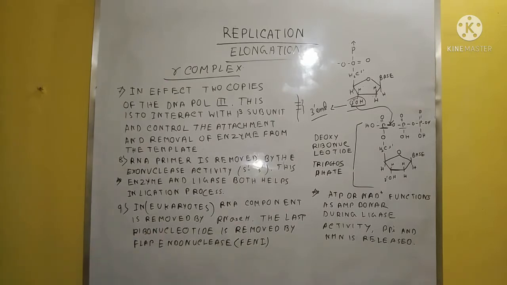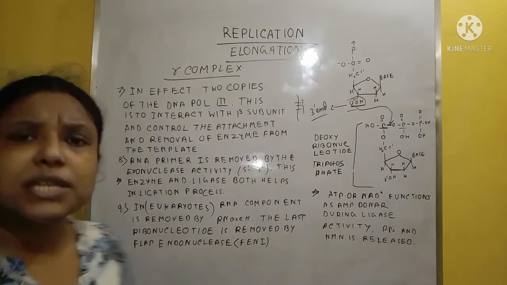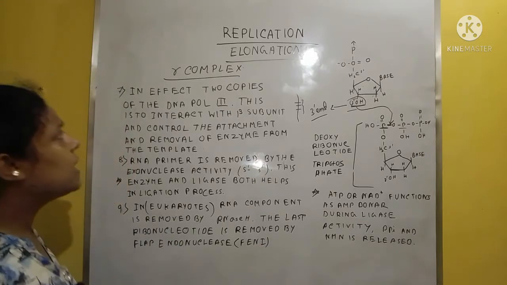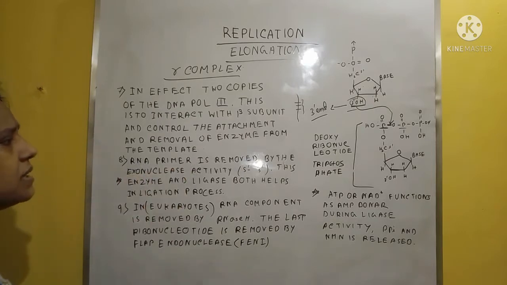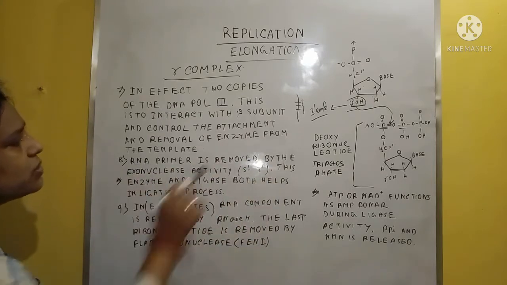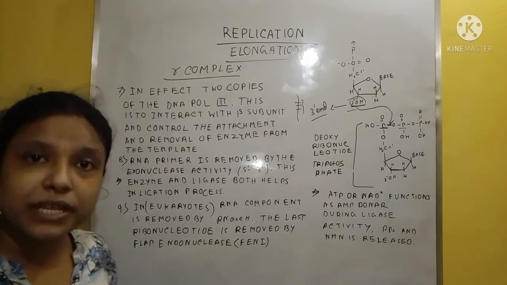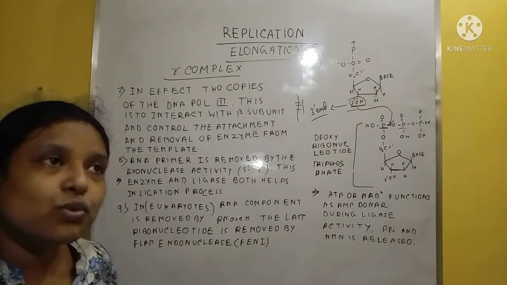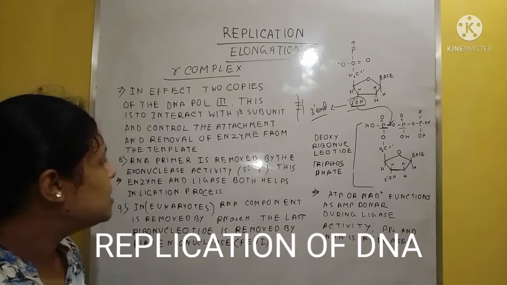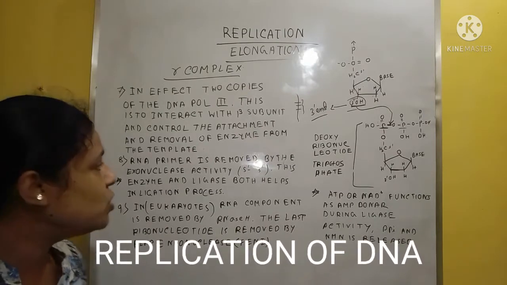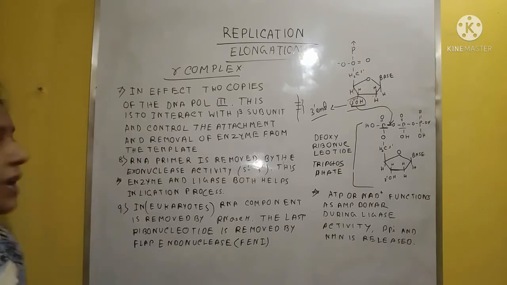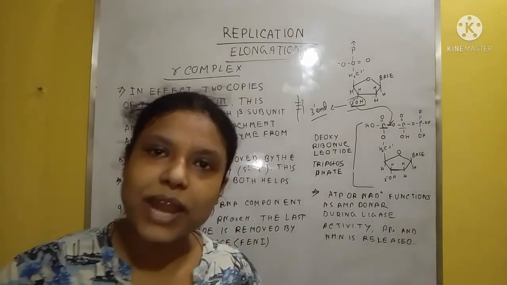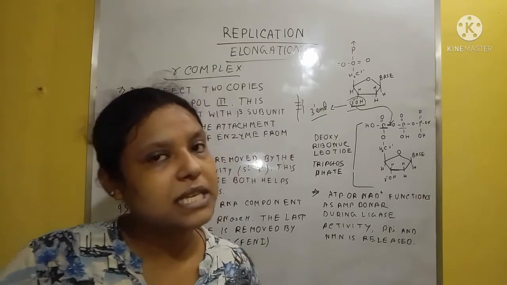Next, after the polymerization is completed, or when the gamma complex is totally formed, the RNA primer is removed by the exonuclease activity of DNA pol. There are three types of DNA pol: I, II and III. Each DNA pol has exonuclease activity, which generally removes the RNA primer, because after the formation of the complete strand of DNA, the RNA primer is not necessary.